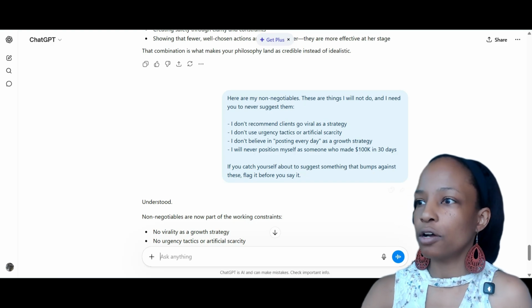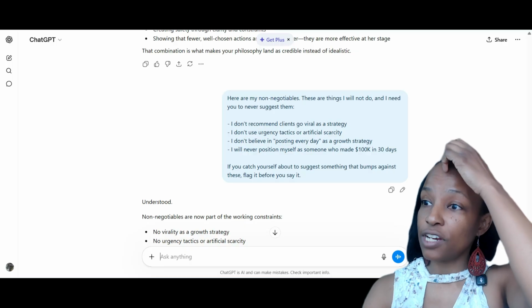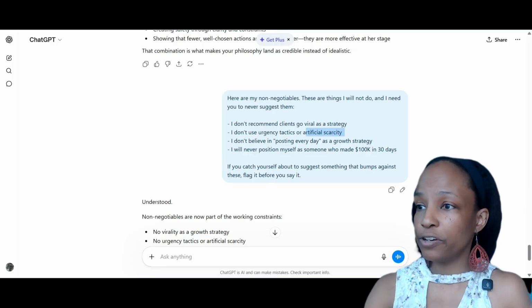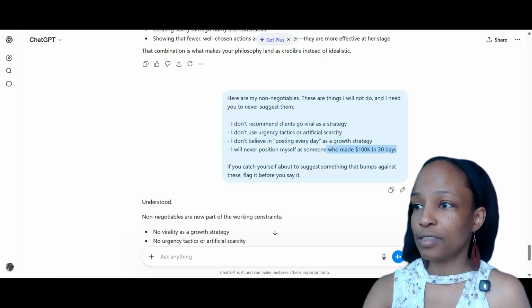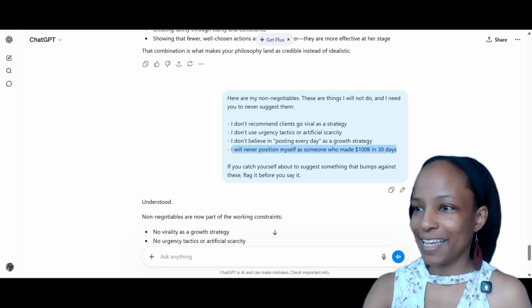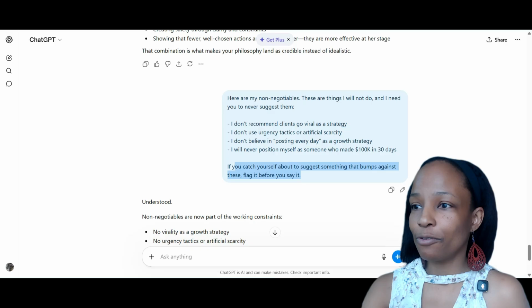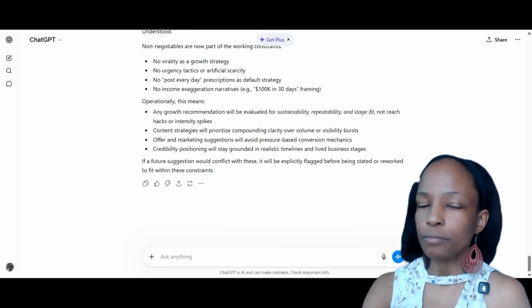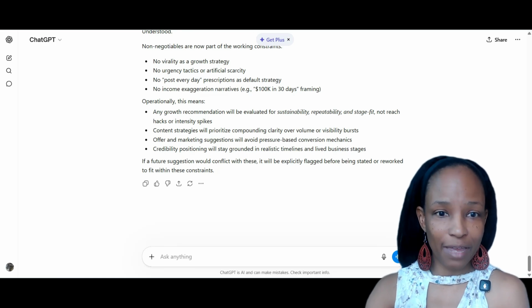So here are my non-negotiables, things that I would do, and I need you to never suggest them. Don't recommend that my clients go viral as a strategy. Don't use urgency tactics or artificial scarcity. I don't believe in posting every day as a growth strategy. I will never position myself as someone who makes 10K in 30 days. If you catch yourself suggesting something that bumps against these flags, or bumps against these flags before I say it, so it's understood. Okay. So now it knows what not to recommend to me, right?